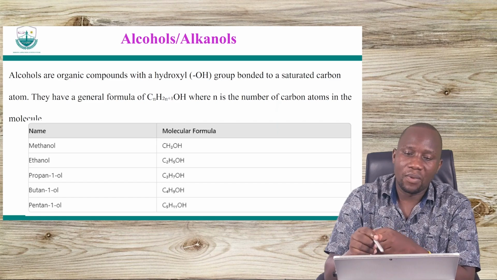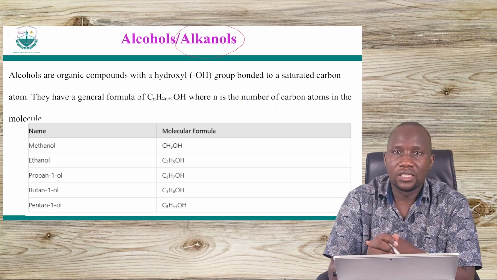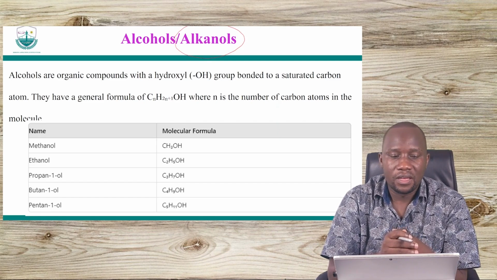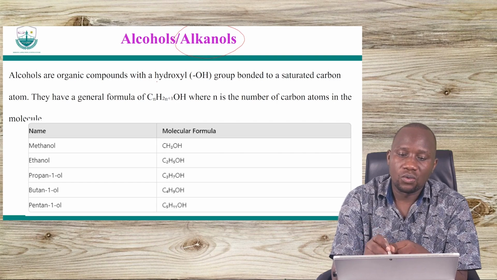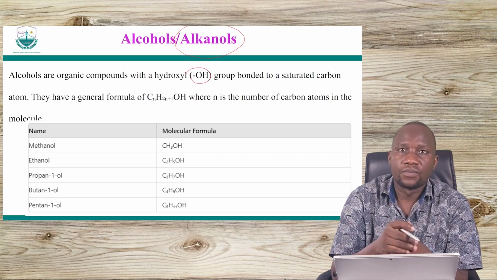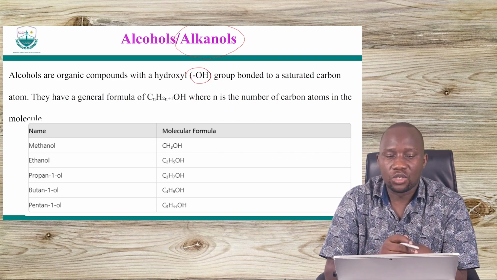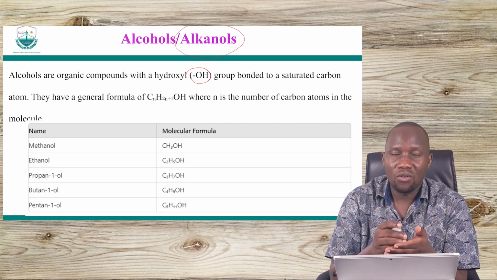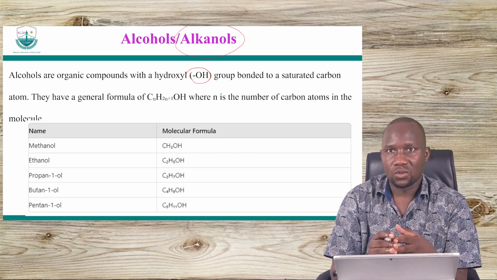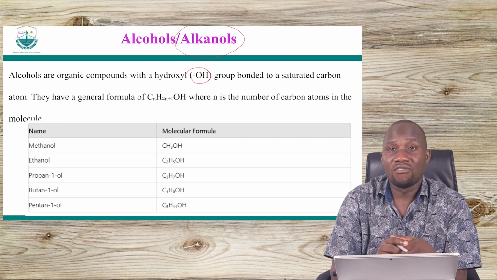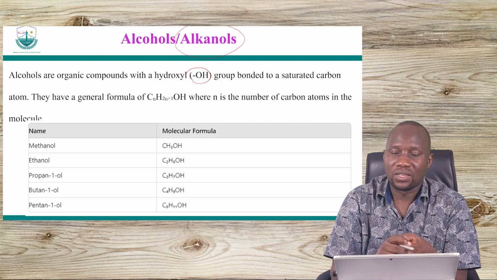Alcohols, we can also call them alkanols. What is very distinguishing with them is that there is the functional group that we call the hydroxyl group, the OH group here. That is actually their functional group. Remember, the functional group is a group of atoms that determine the chemical properties of a particular organic compound. So in alcohols, or alkanols, we have the OH or hydroxyl group as the functional group.